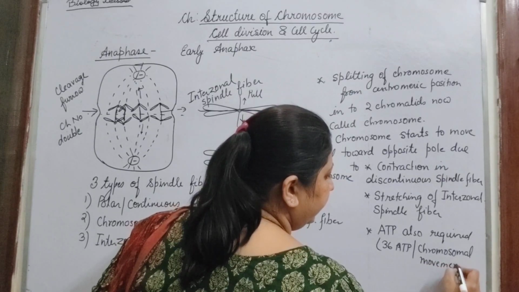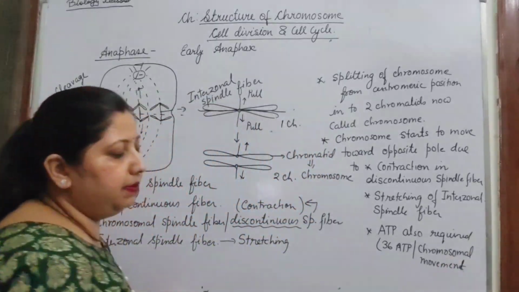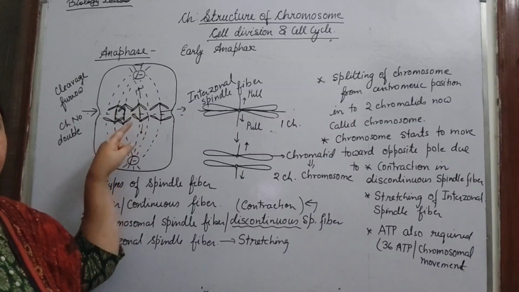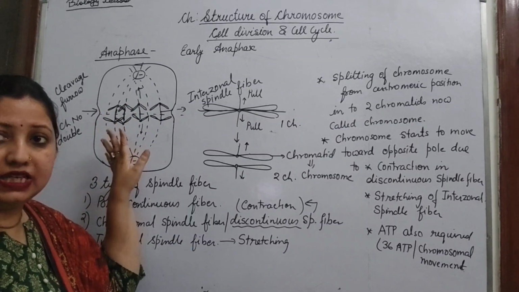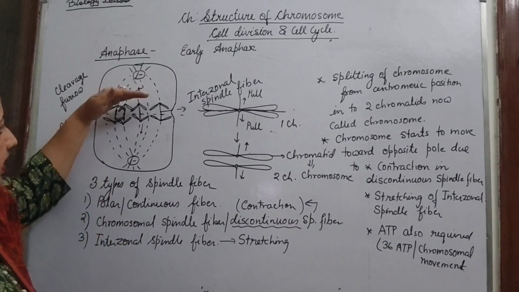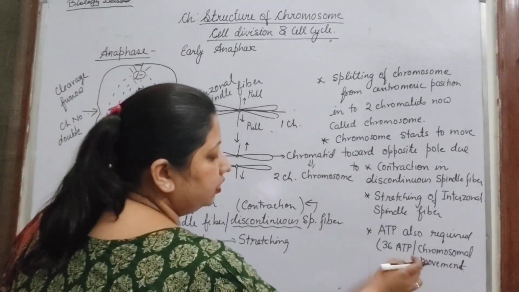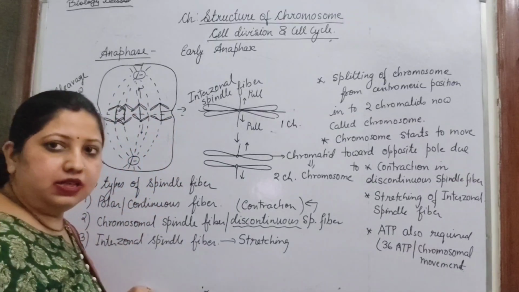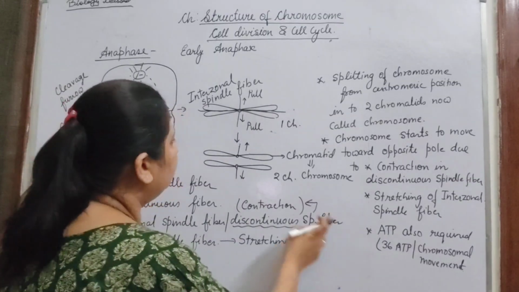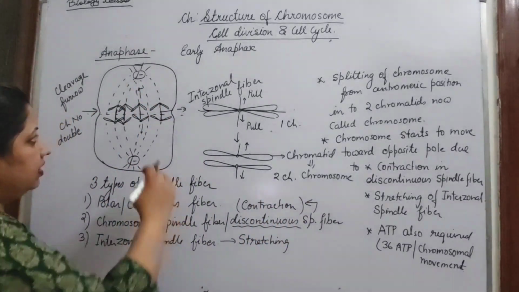क्रोमोसोम को मूव कराने के लिए अपोजिट पोल पे कितनी एटीपी की जरूरत होती है? 36. सो हाउ मेनी क्रोमोसोम हियर? दैट इज नंबर 8. 4 upside, 4 downside. So that is 8 chromosome in this situation and 8 into 36. So there are so many ATPs required for the movement of this kind of situation.